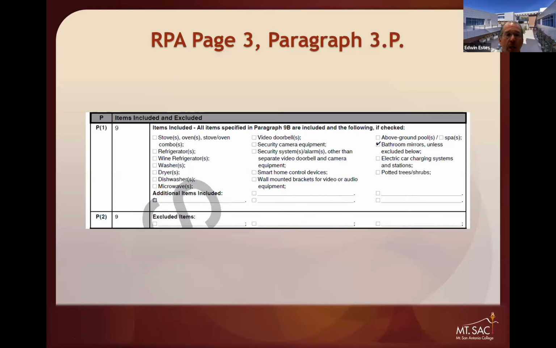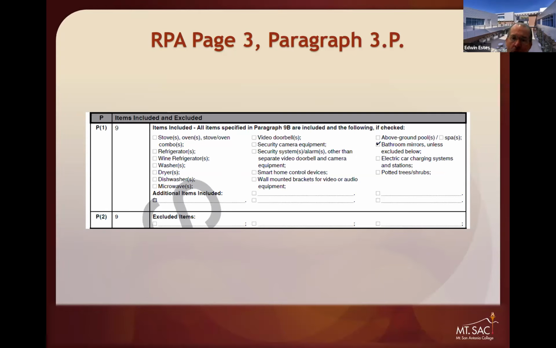Okay, so items included or excluded. This is a negotiable item. The only thing that's, I guess, not negotiable are those bathroom mirrors. That has been pre-checked. Bathroom mirrors have to stay in the house. Look for some other stuff.